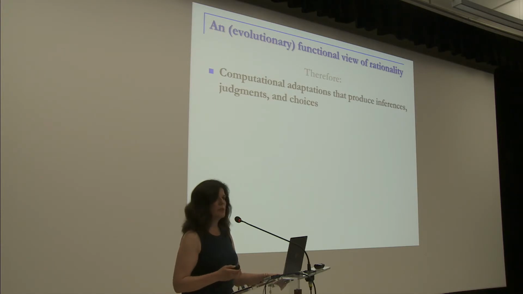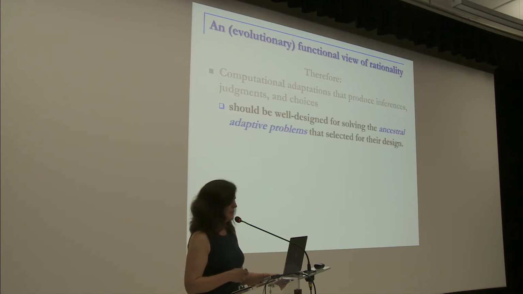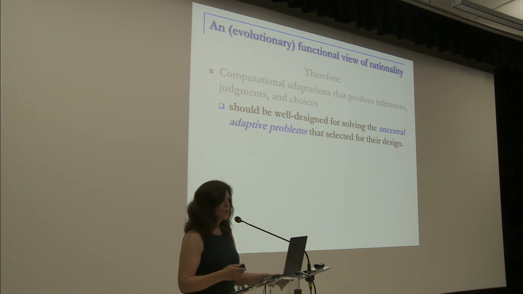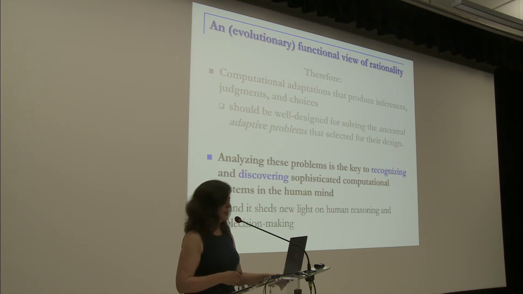And given enough time, natural selection produces adaptations that are well designed for solving ancestral adaptive problems. That is, their design is rational in the sense that it's well designed for achieving a goal. Therefore, computational adaptations that produce inferences, judgments, and choices should be well designed for solving the ancestral adaptive problems that selected for their design. And analyzing these problems is the key to recognizing and discovering sophisticated computational systems in the mind and sheds new light on human reasoning and decision-making.